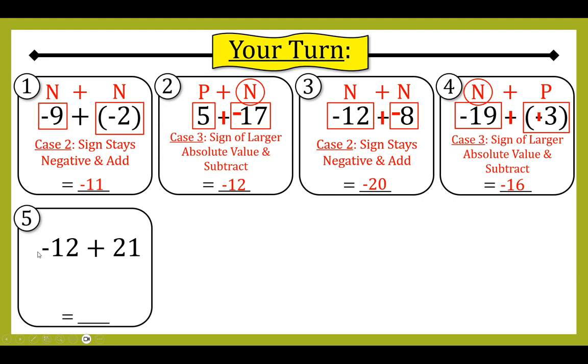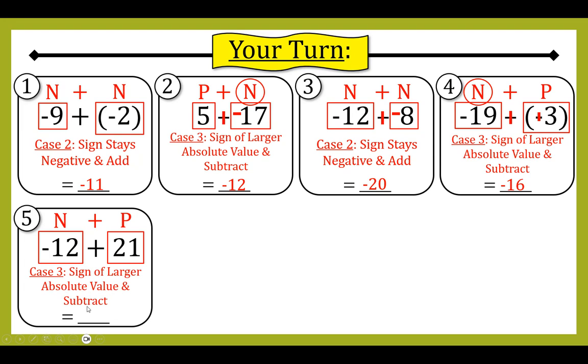Okay, so I have -12 plus 21. Now, I'm going to go ahead and box already because this is not a subtraction problem, so it already has an addition. So here I have -12. Here I have +21. So I have a negative plus positive. This is case number 3, where I'm going to take the sign of the larger absolute value and subtract. So this is 12. This is 21. 21 is greater than 12, so that tells me my answer is going to be positive. And now I'm going to subtract. 21 minus 12 will give me 9.